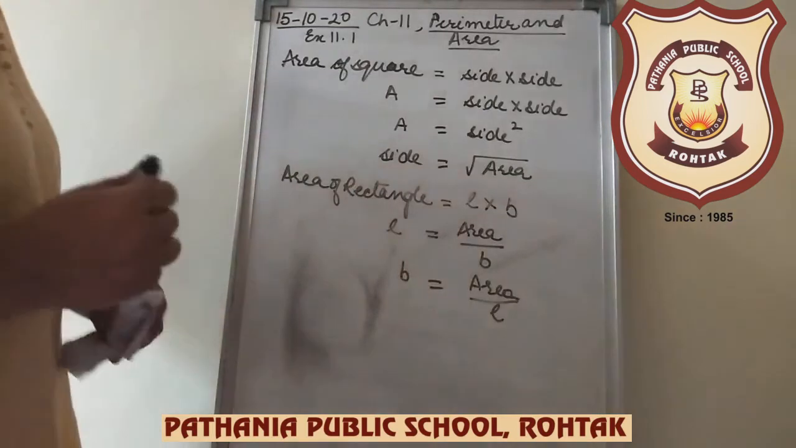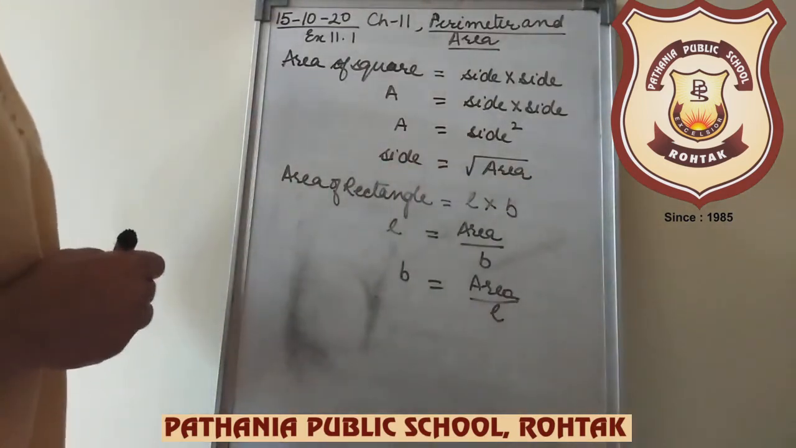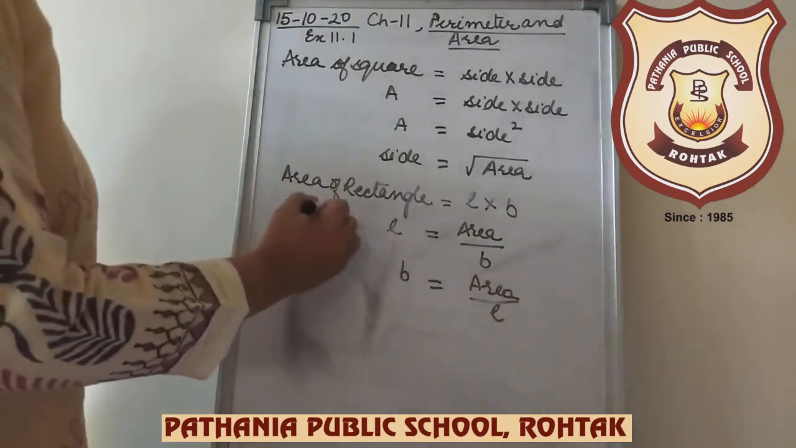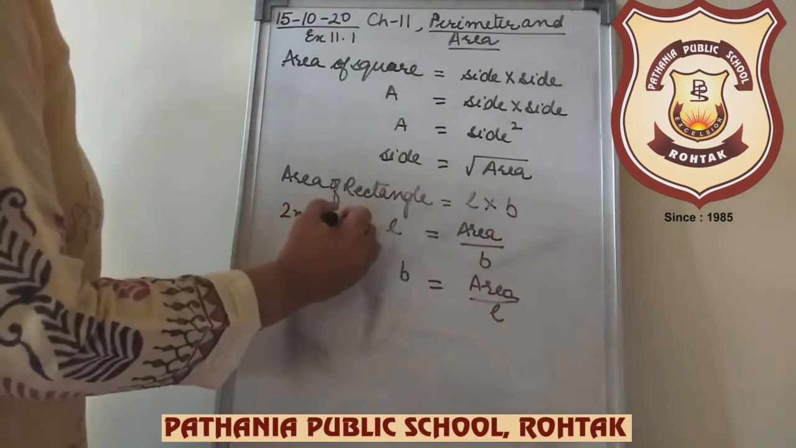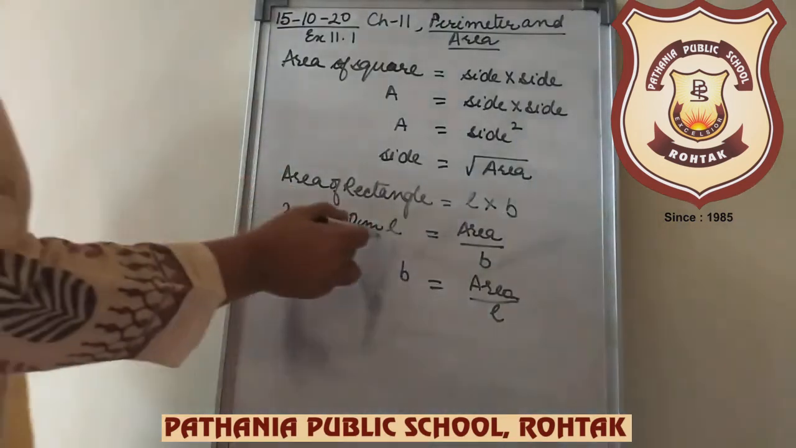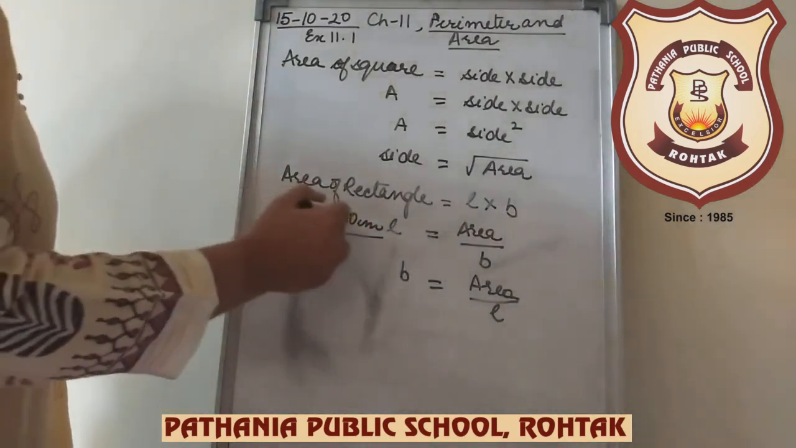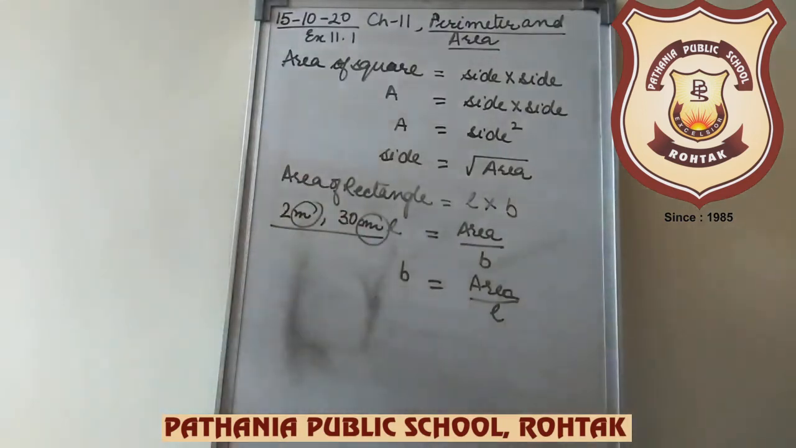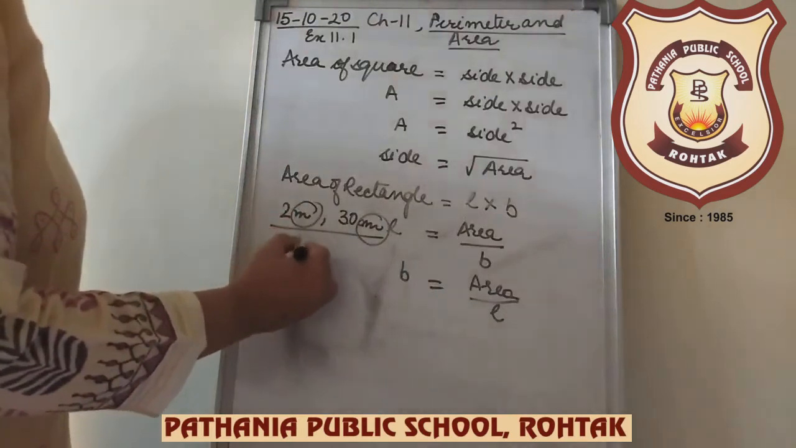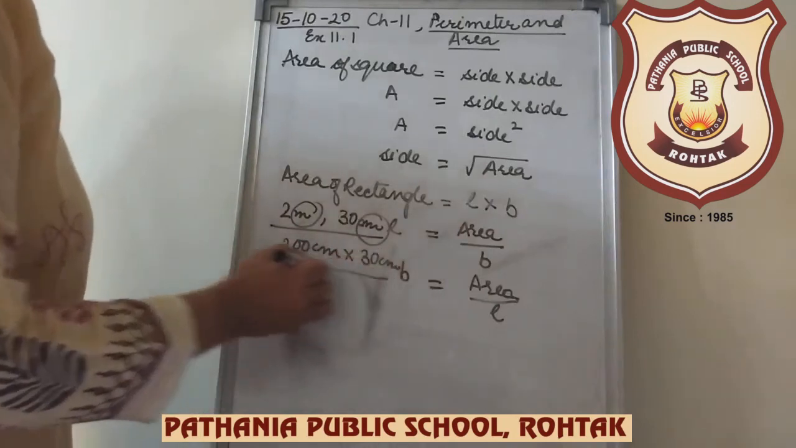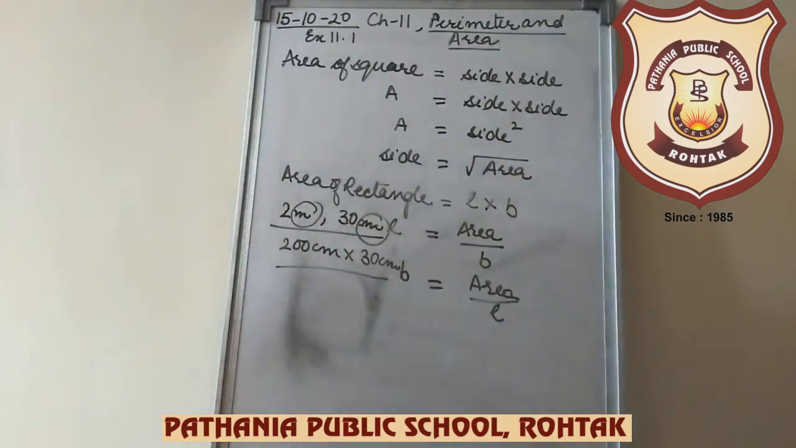So and one more important thing, if I say 2 meter is the length and 30 centimeter is the breadth, find the area. This you cannot straight away multiply. The units have to be like units. The units have to be the same units. Otherwise, you cannot multiply them. So, convert 2 meter to 200 centimeter and then multiply it by 30 centimeter. Now, you can calculate the area.